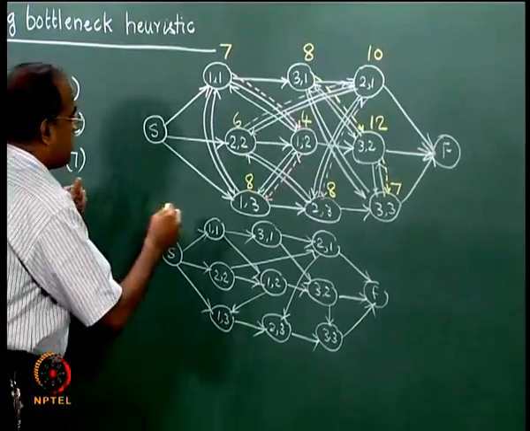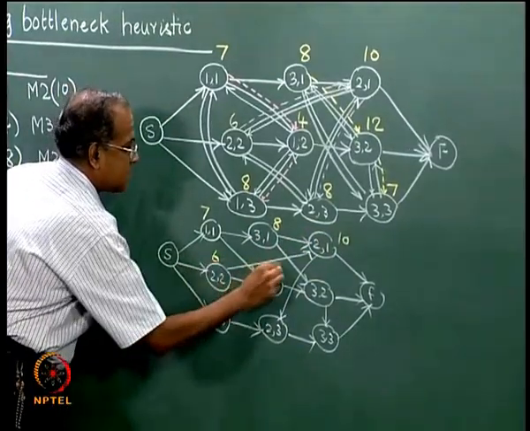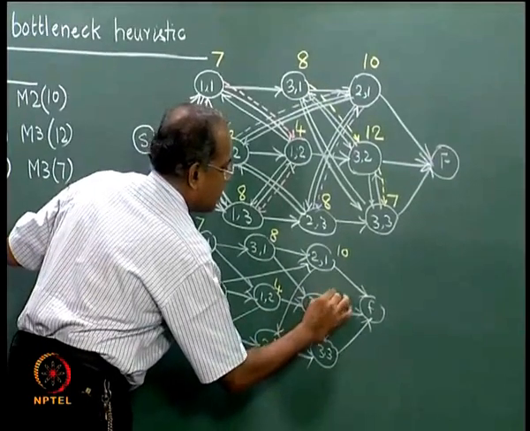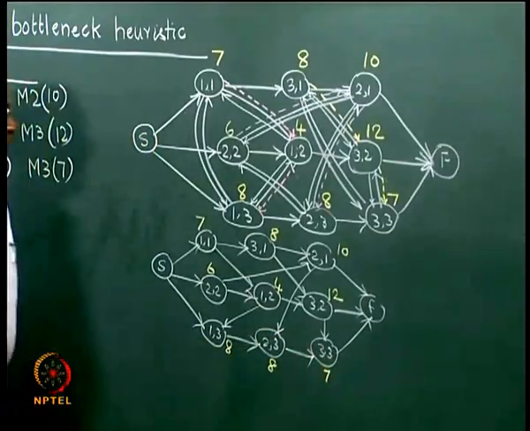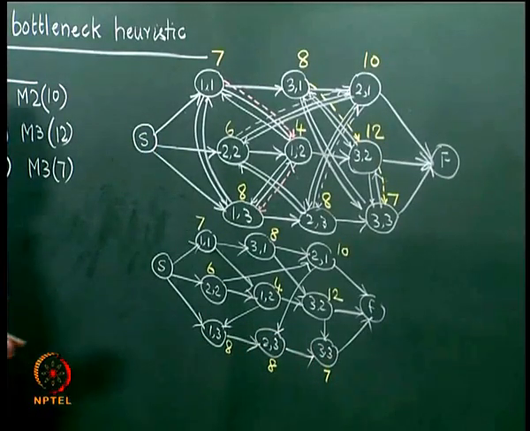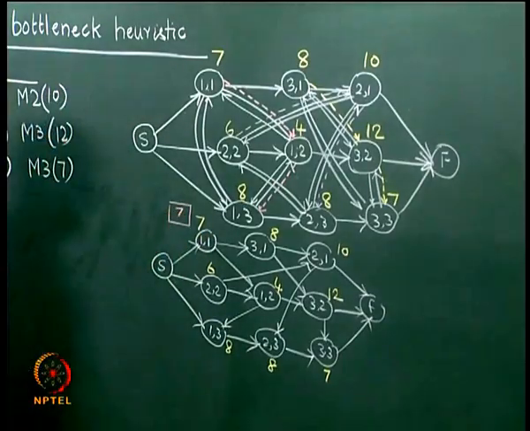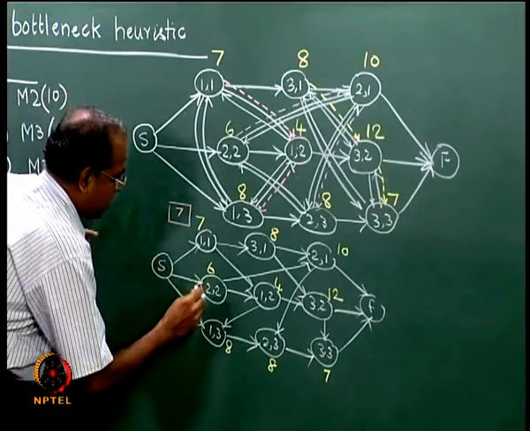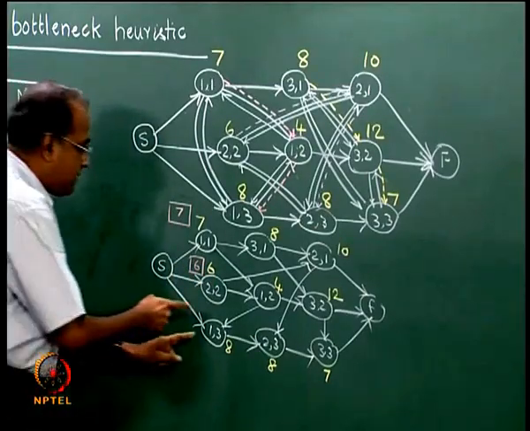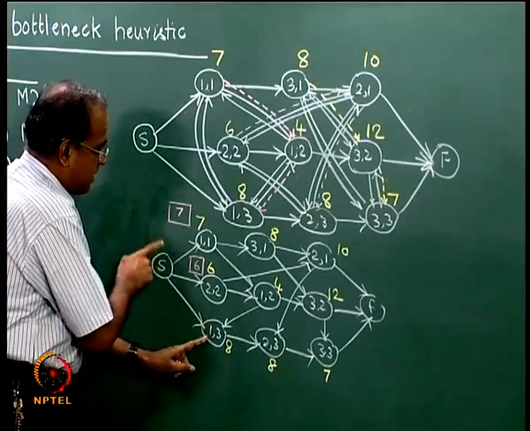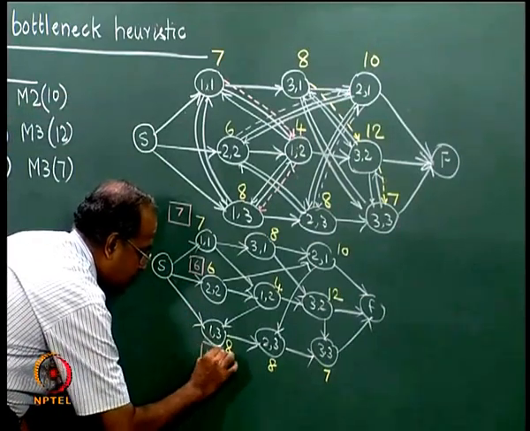We also have to write down the process times 7, 8, 10, 6, 4, 12, 8, 8 and 7. So, we will now start from here to here. So, this node the value is 7. Now, this node the value is 6. Now, the longest path to reach this node is 7 plus 4 and then you come down here. So, the value is 11.